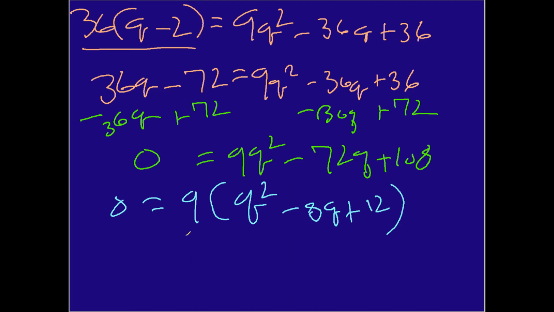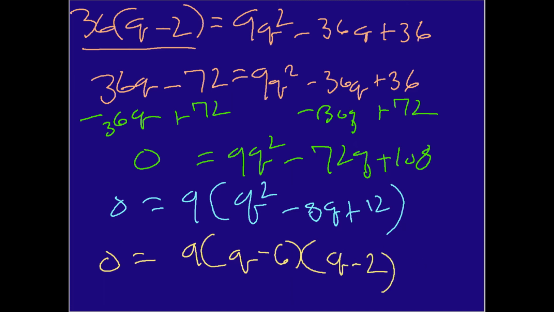If we work this out, we're still doing 0. And the answer is going to be 9, and then q minus 6, and then q minus 2. Which essentially means that our answer could be one of the following. Our answer could be 6 or our answer could be 2. And that is our final answer. So you can see that that was a lot of work to pull this off.